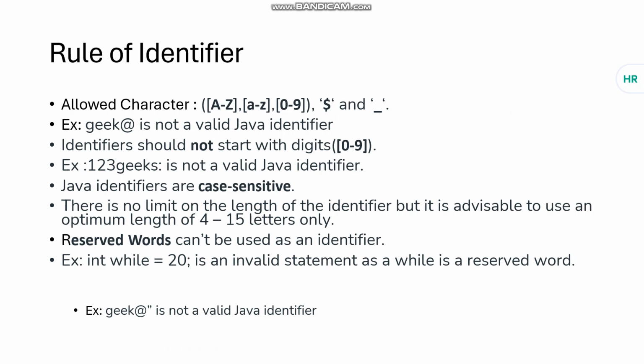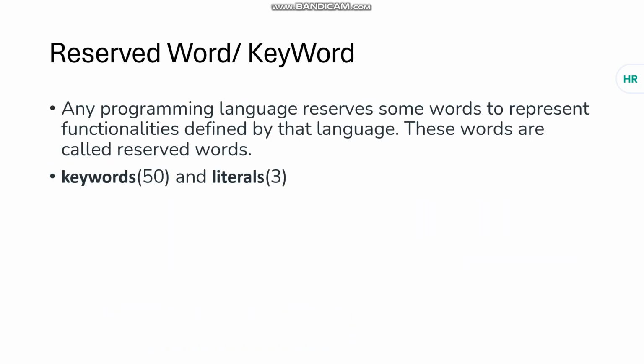So we discussed that we cannot use a reserved keyword as an identifier, so we should know what the reserved keywords are that we cannot use. We have mainly 50 keywords and 3 literals, so in total 53 reserved keywords. In any programming language, either C, C++, or Java, we have some reserved keywords.